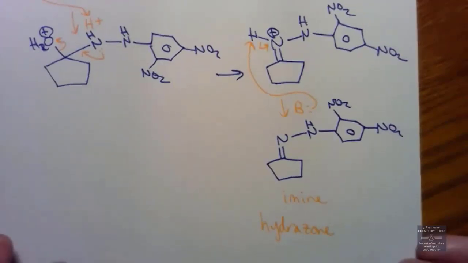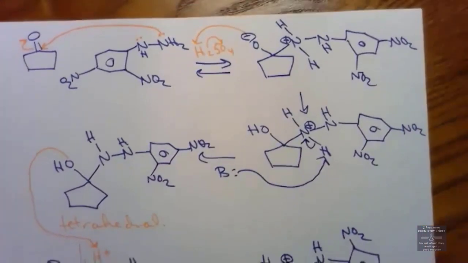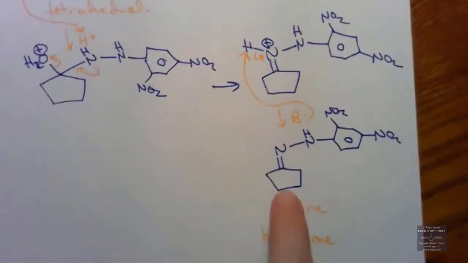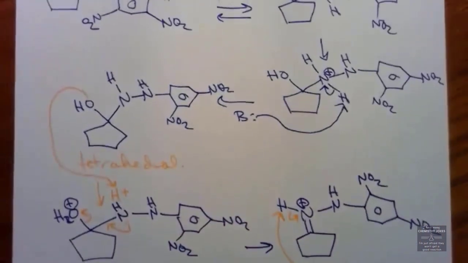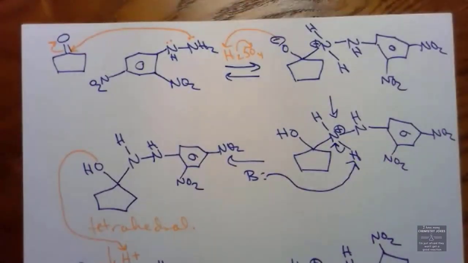So this is a pretty big mechanism. Maybe I'm just a large drawer, but it's a pretty big mechanism, but it's not very complicated. It's attack, protonate, deprotonate, protonate, deprotonate. Exchange protons as many times as necessary to end up with a nitrogen doubly bonded to carbon. Only 2 steps in this reaction are not a proton transfer.